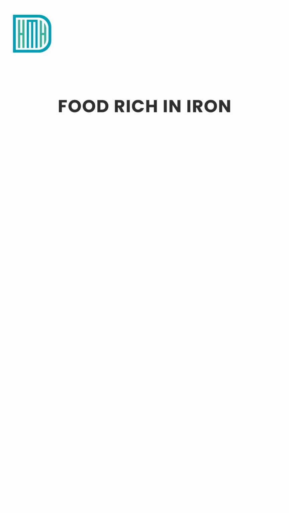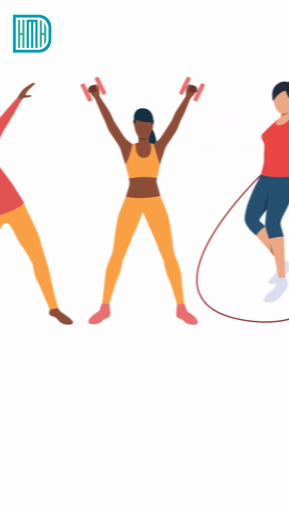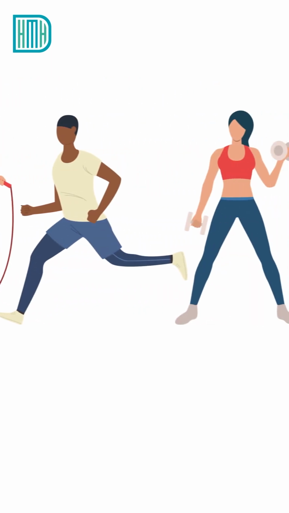Foods that are rich in iron, for example spinach or some other green leafy vegetables, are very rich in iron and necessary for the proper functioning of the thyroid gland. Physical activity in any form is highly recommended, especially to increase the metabolism.